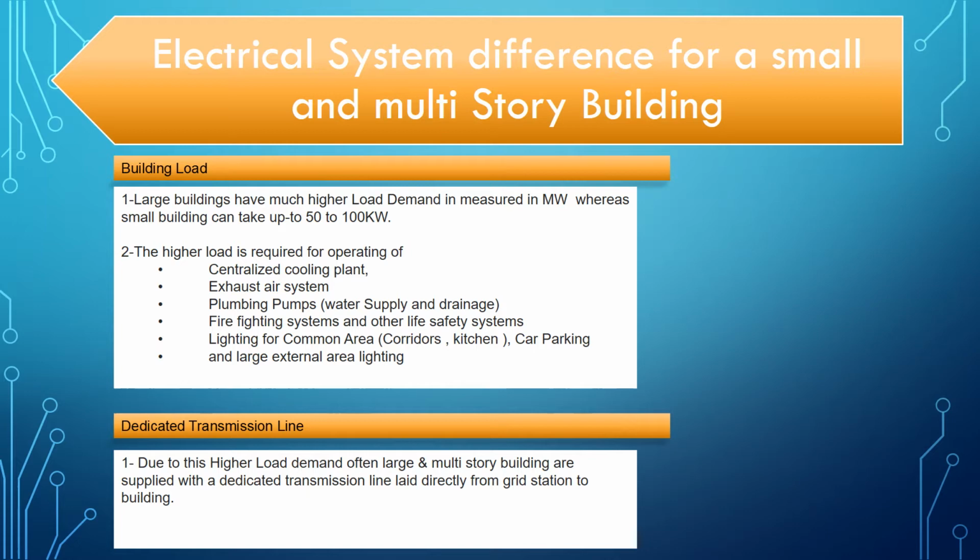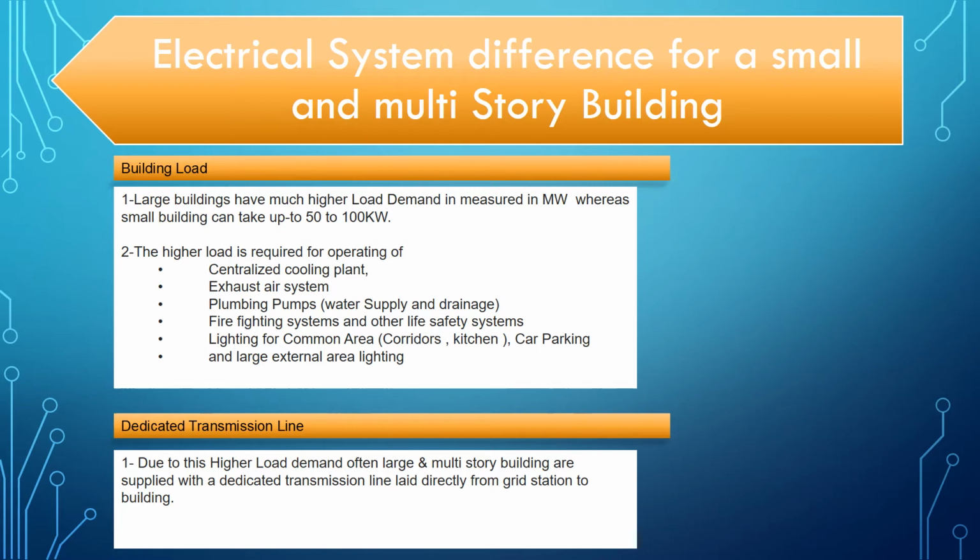Because big buildings have different purposes. It can be a hotel, it can be a residential building, it can be anything. So the higher load is required for the centralized cooling plant, chillers, or other things. The other thing is the exhaust air system. Centralized buildings also have a common exhaust air system to exhaust the air from the kitchens and washrooms, and also the plumbing system, water supply and drainage.